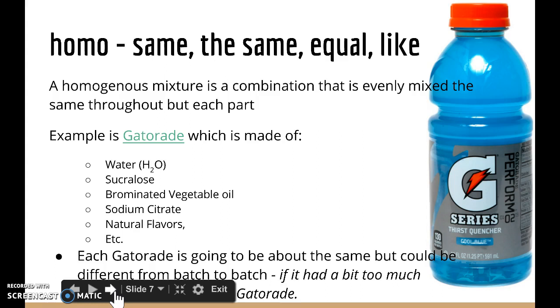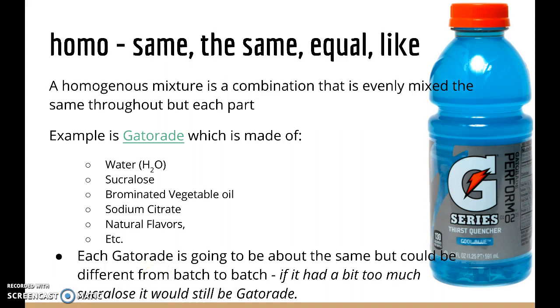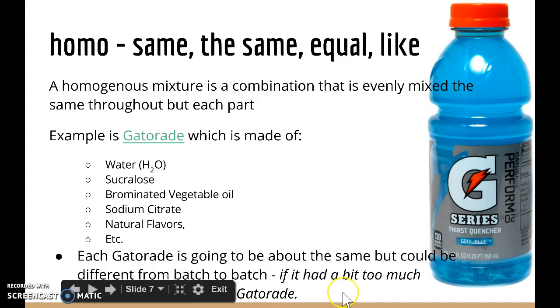from batch to batch. If you grab a sample though from the top or the bottom of the bottle, they're going to be largely the same. But any batch of the blue Gatorade is still going to be Gatorade, even if it had a bit too much sucralose in it or somebody messed up the recipe a little bit. It would still be Gatorade.